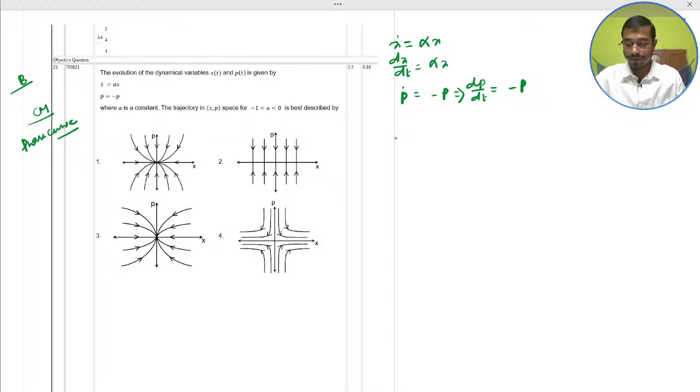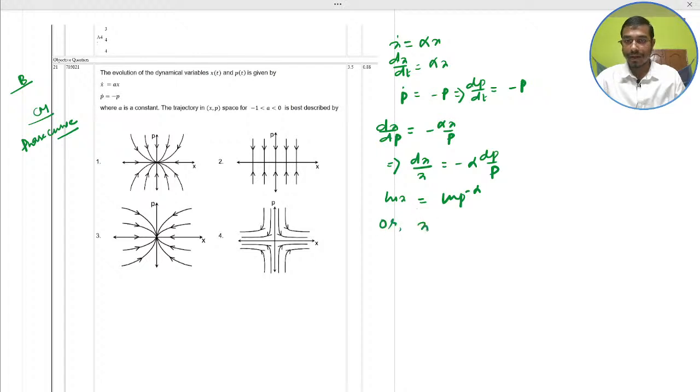From the above equations, for the phase curve dx/dp, we get dx/dp equal to minus alpha x by p. That implies (1/x) dx equal to minus alpha (1/p) dp. So integrate both sides: ln x would be ln p to the power minus alpha, or you have to find x in terms of p: x equal to p to the power minus alpha, x in terms of p. This is called the phase curve.